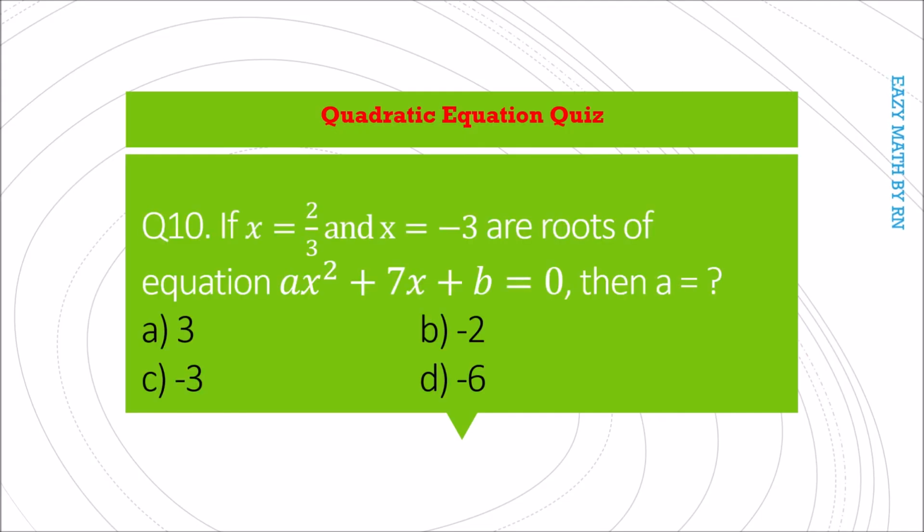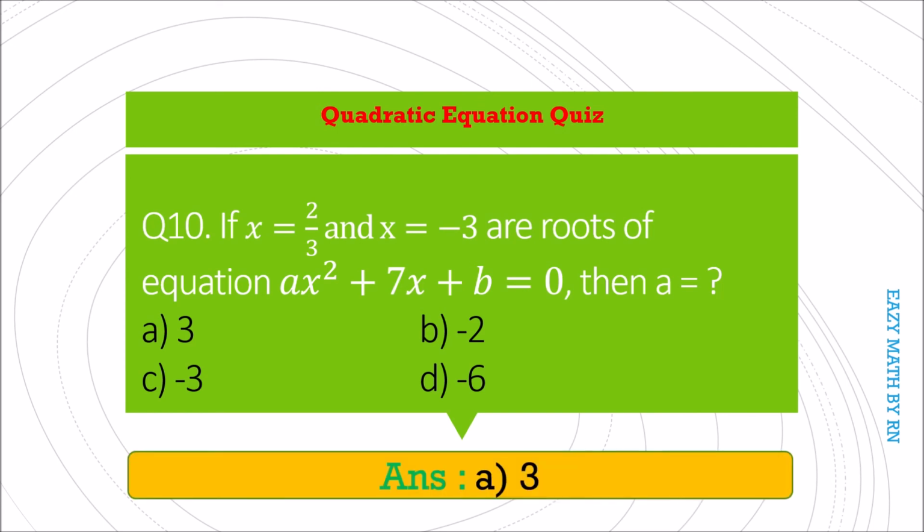Last question, if x equals to 2 by 3 and x equals to minus 3, both of them are roots of the equation ax square plus 7x plus b equals to 0, then what is the value of a? Is it 3, minus 2, minus 3 or minus 6? The correct answer is 3. Let us have a look at the solution.